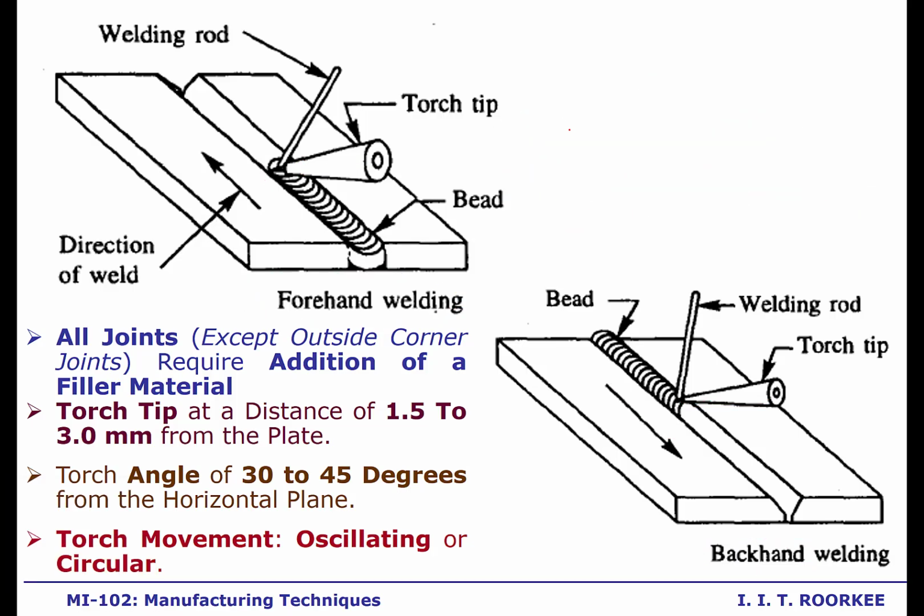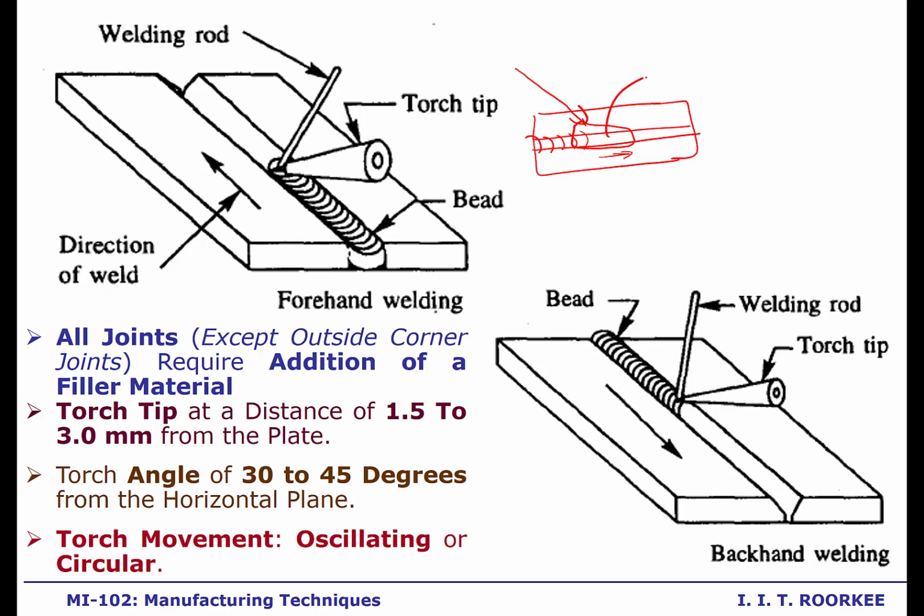Say this is the welded section, this is the weld line, and material is being welded like this. In forward direction welding, the torch is pointed in the direction of welding like this, so the flame will be covering in this manner. The flame will always be ahead of the weld pool.